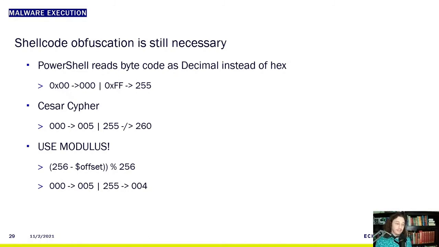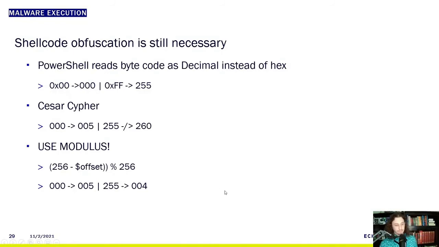The nice thing is PowerShell provides you with a really easy operator for modulus. So you can take your number plus or minus your offset and then use modulus, which is the percent sign, of 256. So if we're pushing everything to the right, 000 becomes 005 and 255 becomes 004. Right? Super simple, super easy to implement.